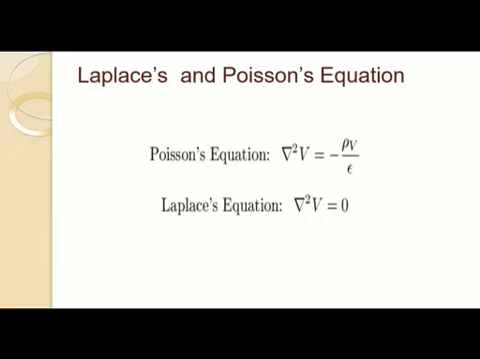So first, let me tell you what Laplace and Poisson's equation is. This is Poisson's equation: nabla square V equal to minus rho V by epsilon. What rho V and epsilon are, we'll discuss later on. And the Laplace equation is nabla square V equal to 0. These are two equations. This is Poisson's equation, and this is the Laplace equation. V is the electrostatic potential. Now we have to prove these two equations. So let's start.